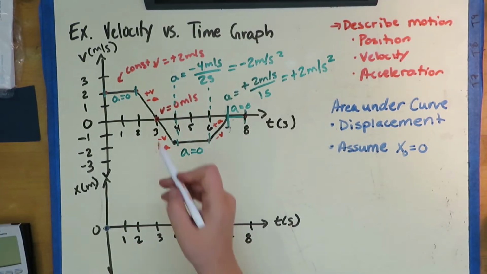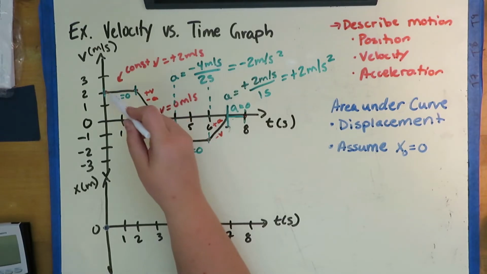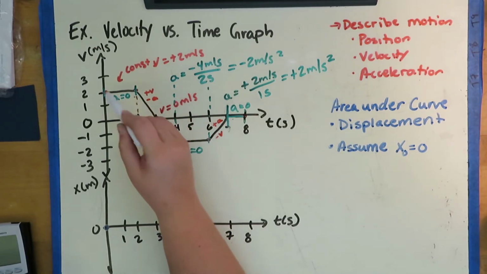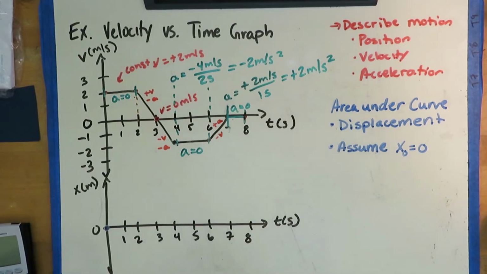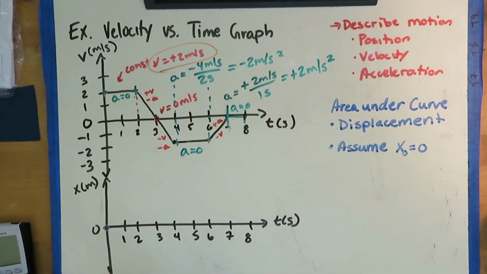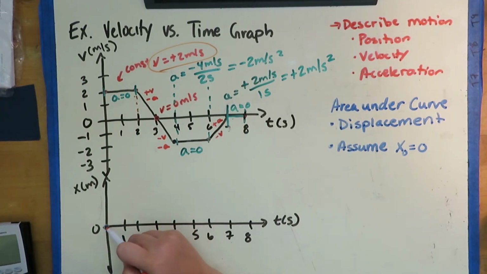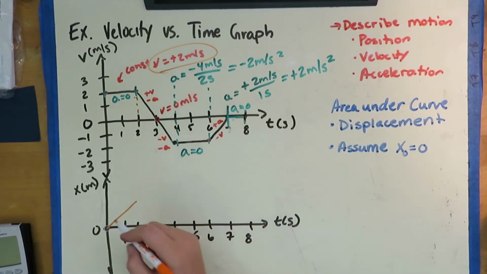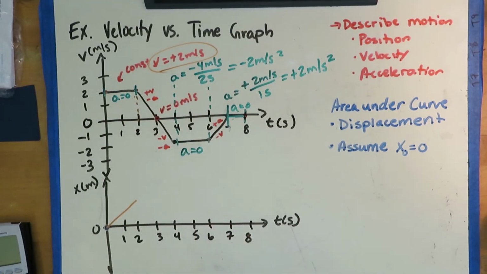So if I look on this first interval right here, I have a constant velocity. Well, how does a constant velocity show up on a position time graph? A constant velocity would be a straight line where the slope of that line is equal to the velocity. So that means I need to draw a straight line from 0 to 2 seconds that represents my velocity. So this slope would need to be a positive 2 meters per second.